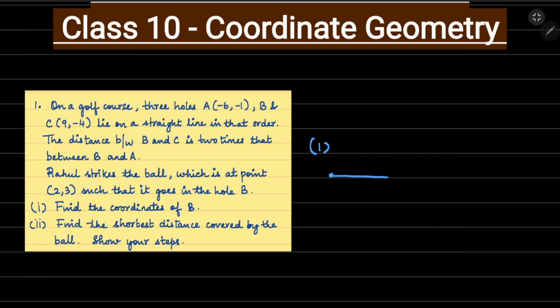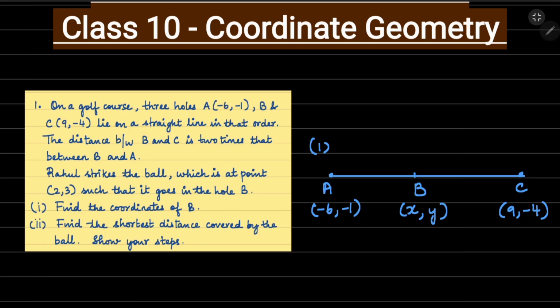So you have got, say, a straight line, in the same order as given. That is, you have your A, B and C. So A, the coordinates are (-6, -1). B, we are not given. C is (9, -4). So let the B coordinate, since it's not given and since you're asked in the first question, be (x, y). So the very first thing is the 3 holes A, B, C lie on a straight line which we have drawn in that order, that is A followed by B followed by C. B is not given and the coordinates of B are asked, so we have taken (x, y).